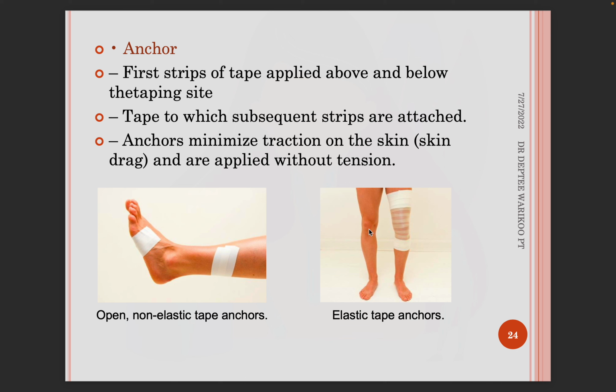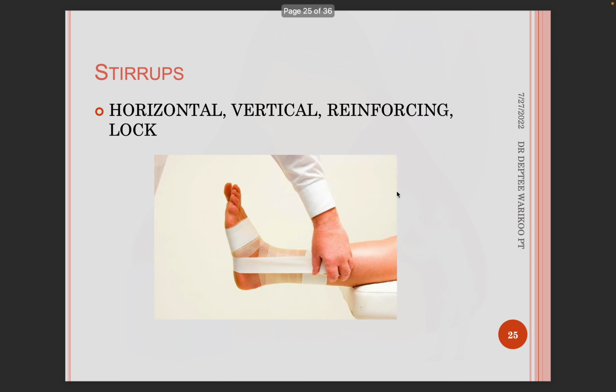Here you can see in the first picture, this is the open non-elastic tape anchor placed on the distal part of the lower extremity and over the calf. This is the elastic tape anchor over the underwrap. This translucent layer is the underwrap, and then these are the two anchors placed over it.